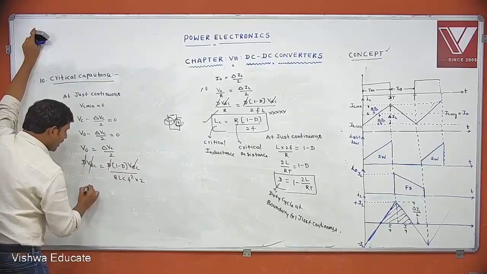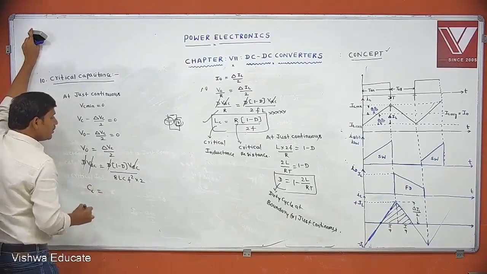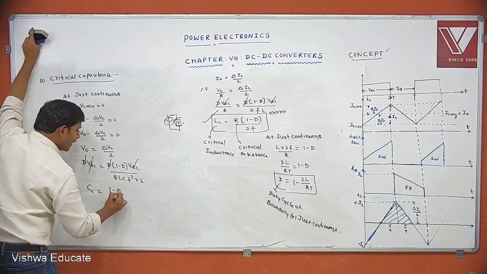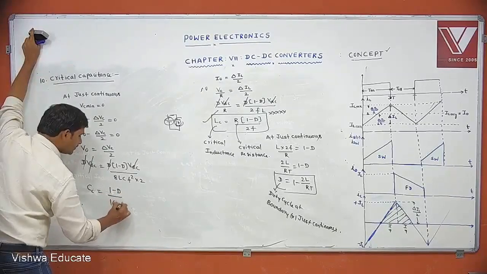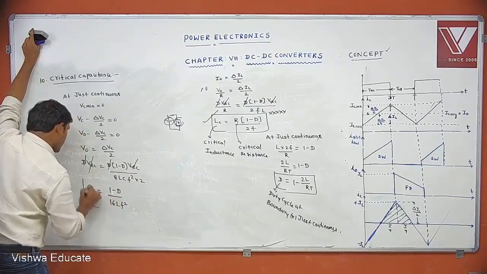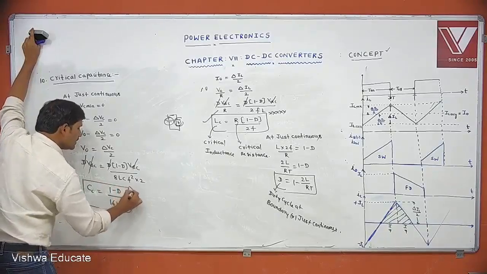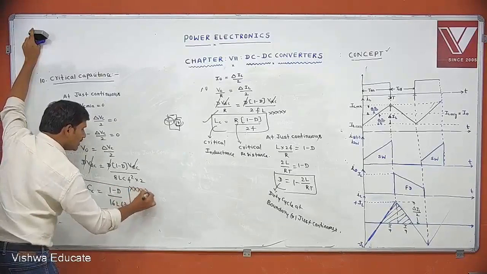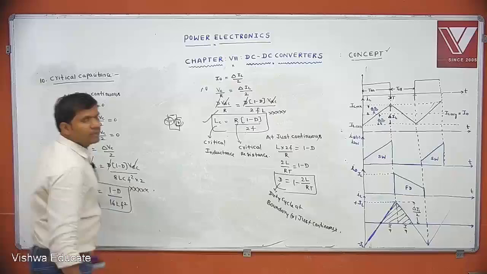Then what is the critical value of capacitance? CC equals 1 minus D by 16 L F square. The critical value of capacitance CC equals 1 minus D by 16 L F square. This is important.